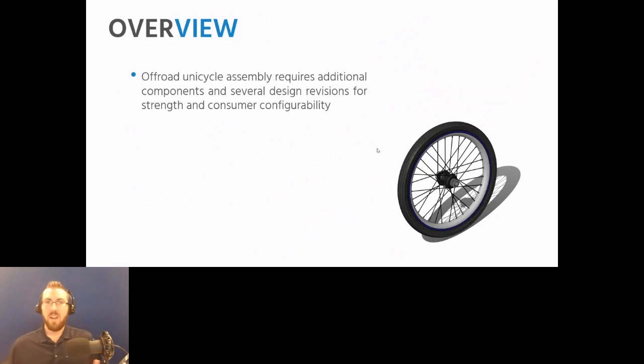So I have a lot of the components already designed, but we need to assemble them. And we're also going to need some design revisions for strength and consumer configurability. When I initially purchased this unicycle, I was asked, what kind of crank arms do you want? What kind of pedals do you want? What kind of seat do you want? And so we want to give our customers those options as well.